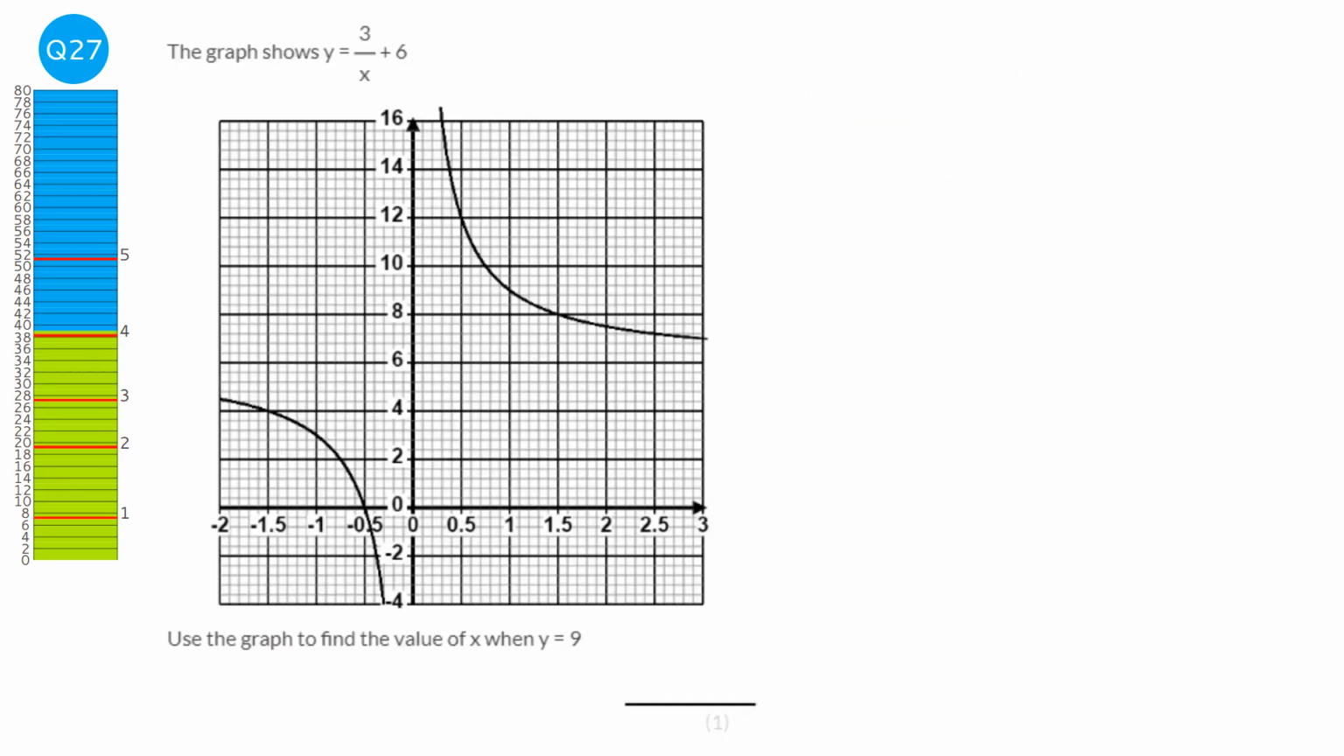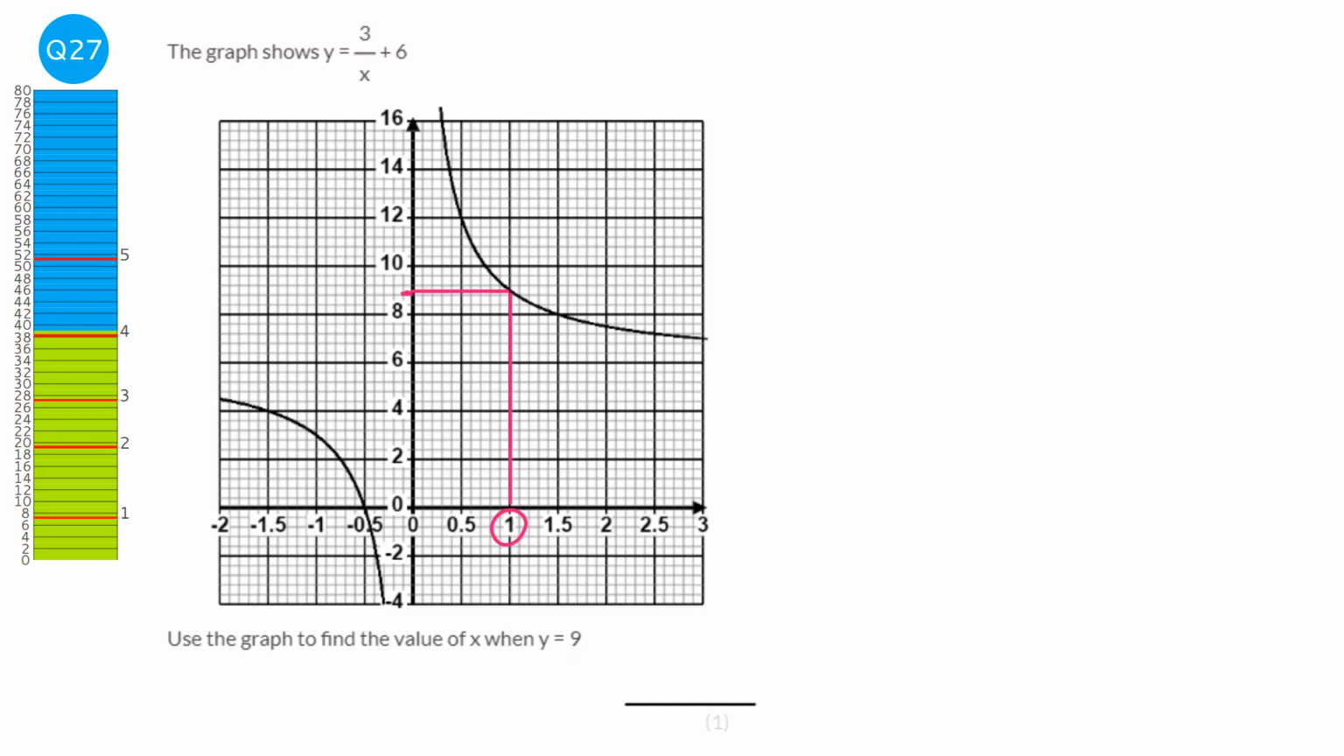So we're going to first of all work out where 9 is on the y-axis. Well, we've got 8 here and 10 here, so 9 will be halfway in between. And what we're going to do now is just draw a line across at 9, and then wait until it hits the line. And then we're going to draw a line down, and you can see here that x is 1.